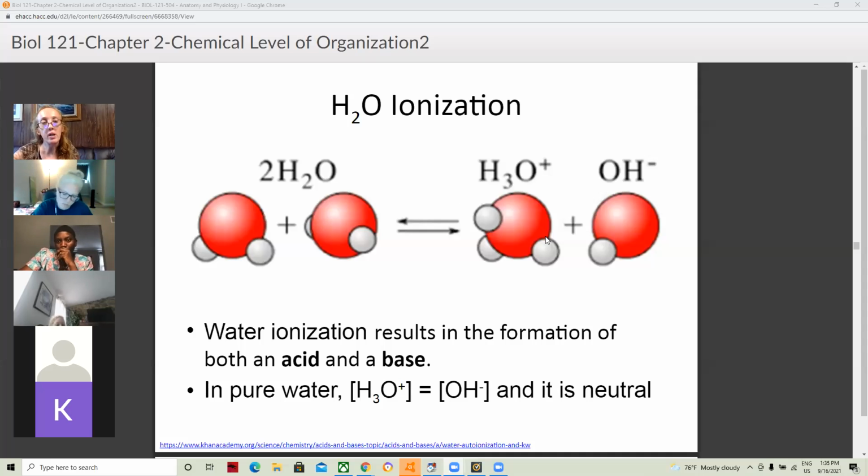So in pure water, let me finish this out. This ionization of water results in the formation of an acid and a base. Acids give up hydrogen ions. Bases accept hydrogen ions. You'll see that in the next slide, I think. In pure water, the amounts of the hydronium ion, which is the acid, and the hydroxide ion, which is the base, are equal. So it's a neutral solution. The amount of positives match the amount of negatives.